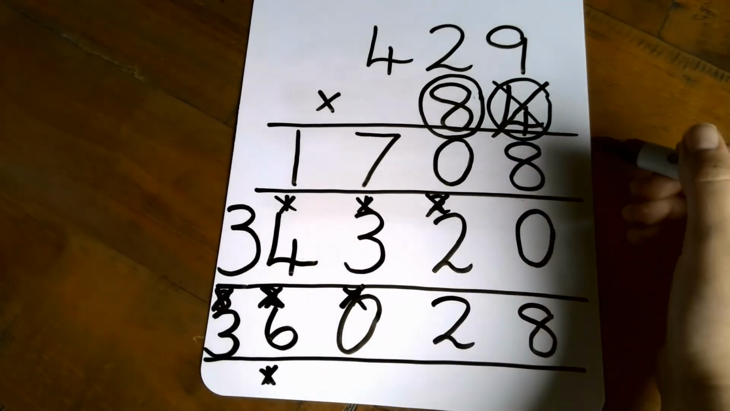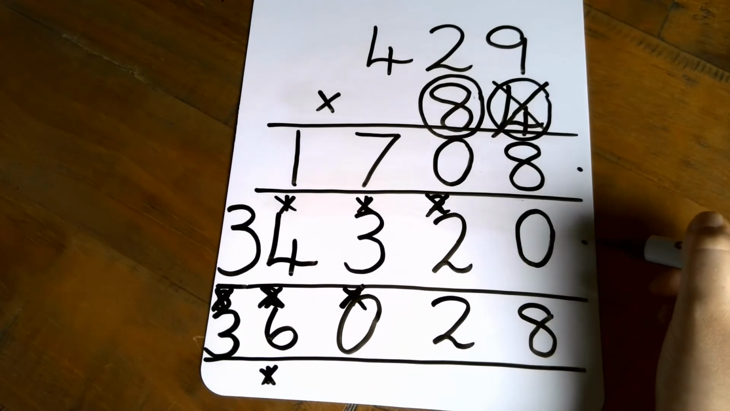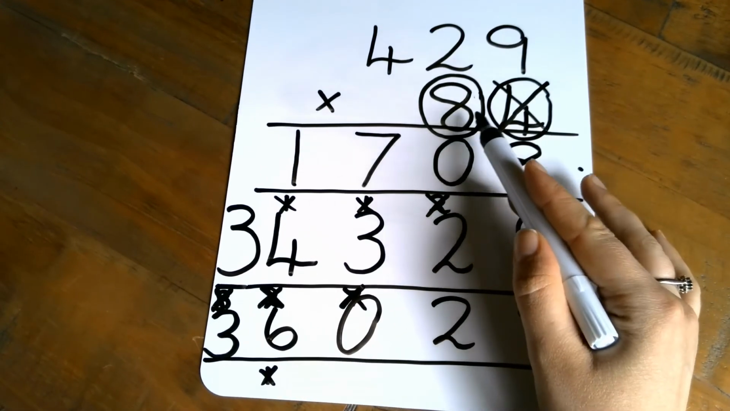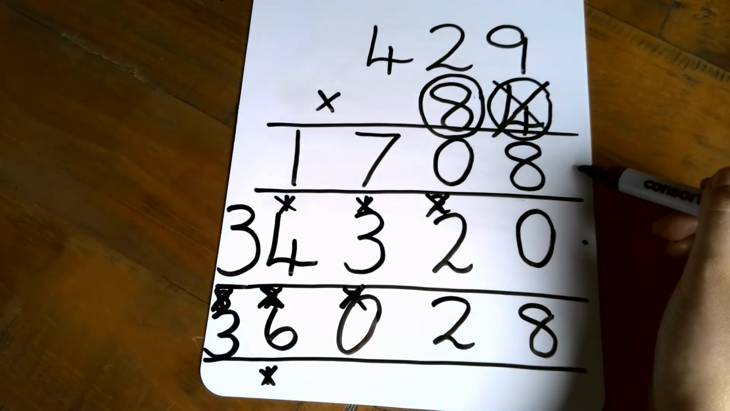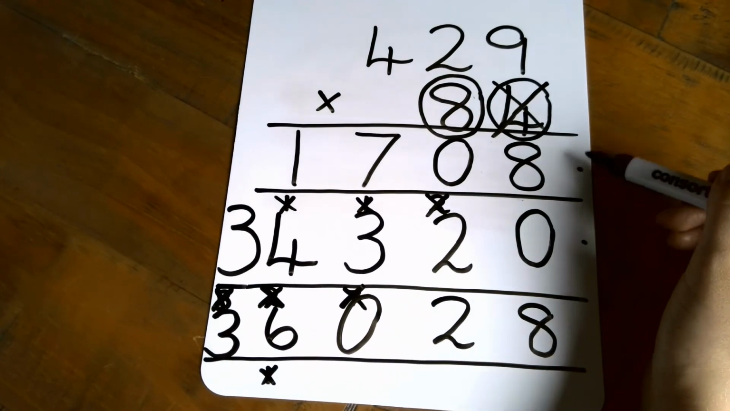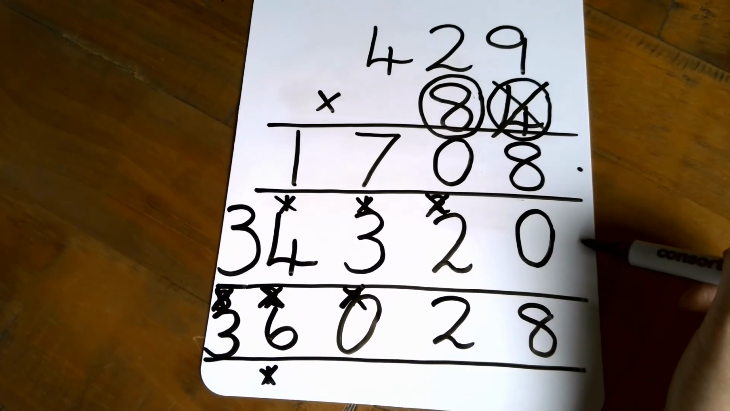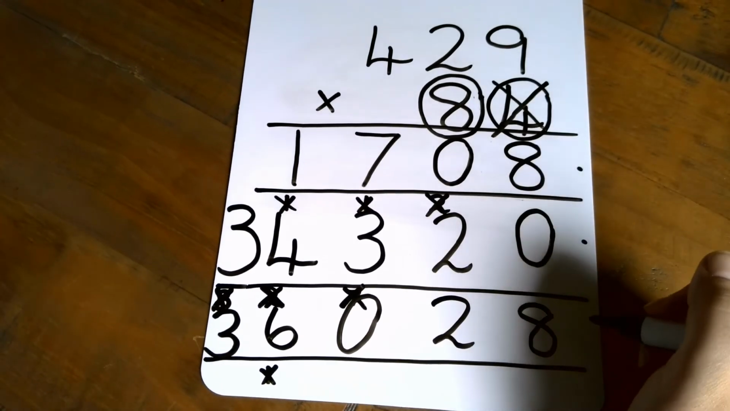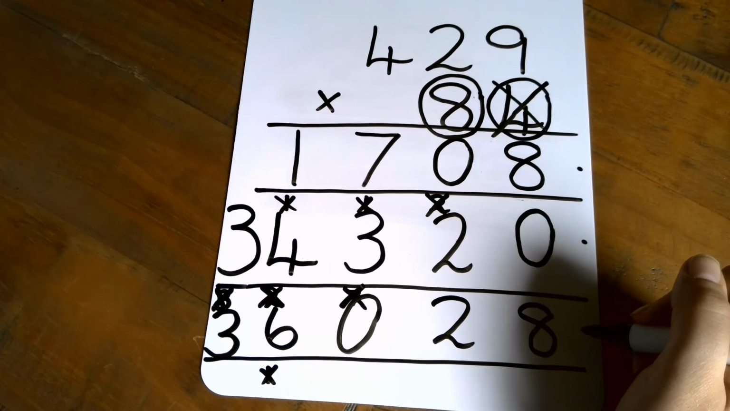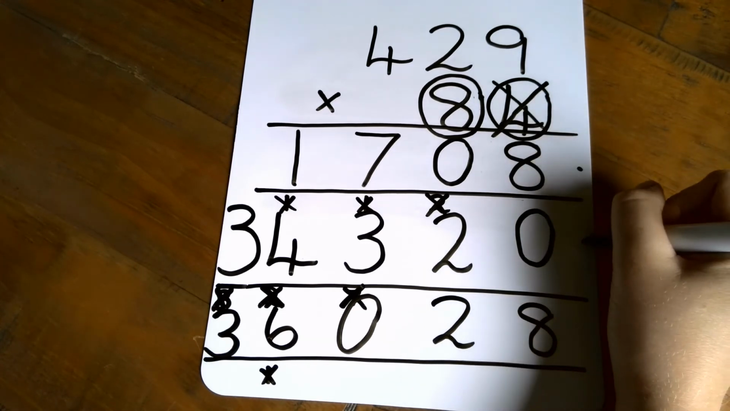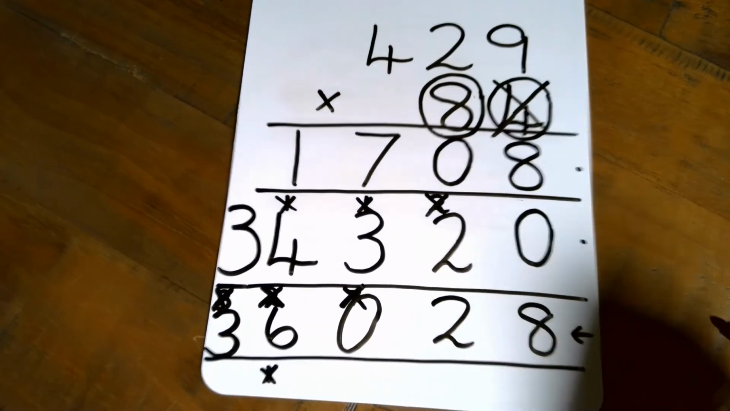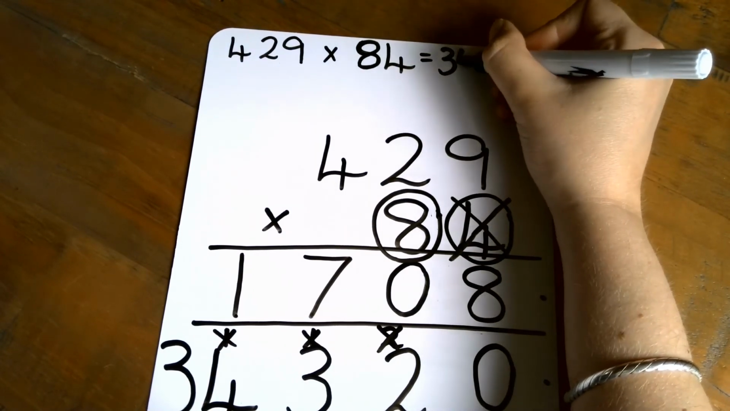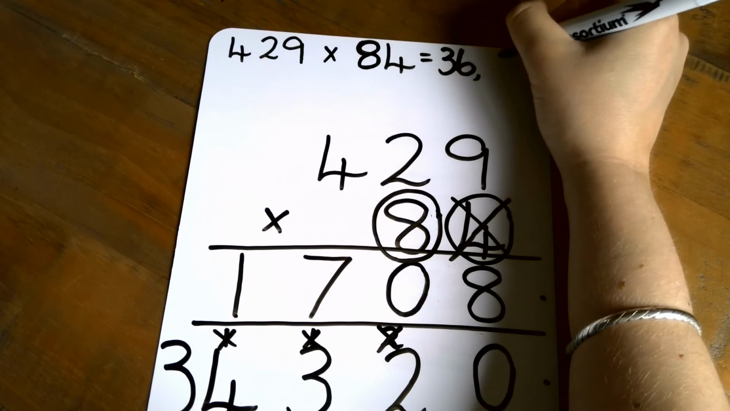The reason that I need to add this row and this row together is because I wanted to find 429 multiplied by 84. So this row was 429 multiplied by the 4. This row was 429 multiplied by 80. To find 429 multiplied by 84, I needed to add those two together. This is my answer. £36,036.